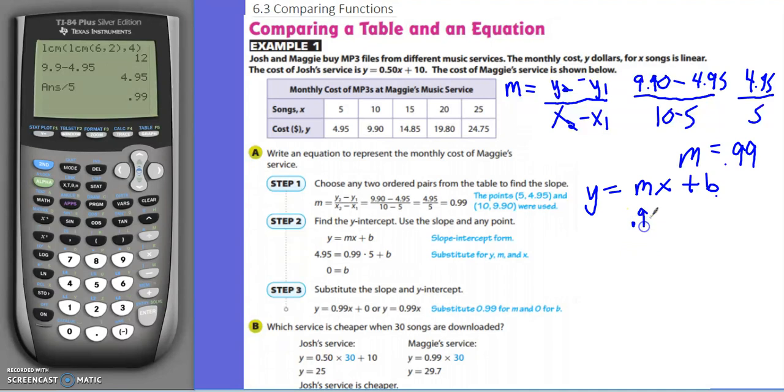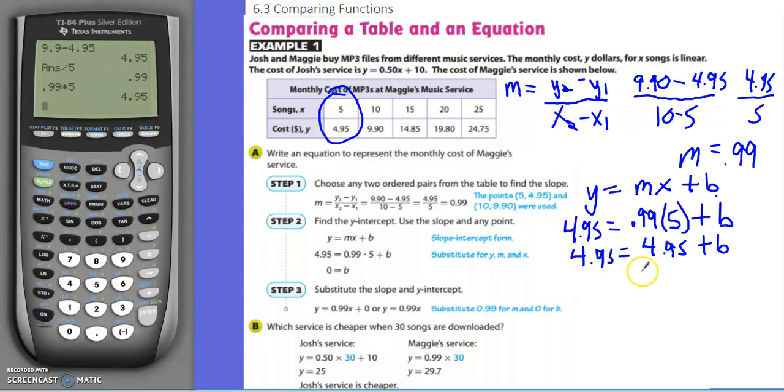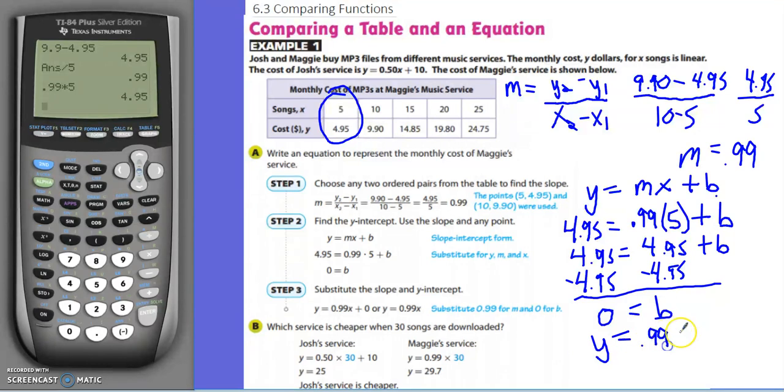If you substitute in 0.99, you can just take the first ordered pair and plug that in. So the y is 495. The x is 5, but we don't know the b. So if we do 99 times 5, we get 495. And if you subtract 495 from both sides, you get b is 0. So the equation is y equals 0.99x.